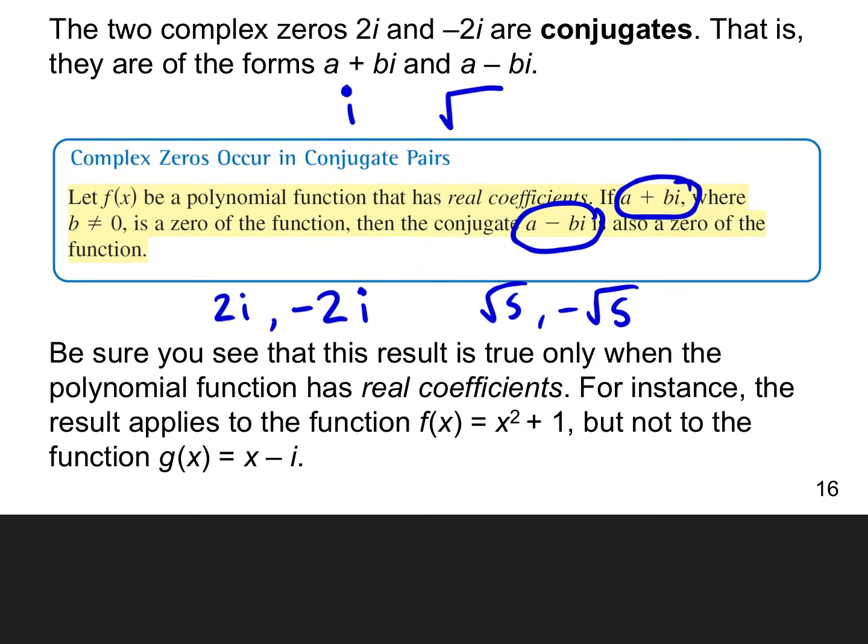Another example would be, let's say I had 2 plus 3i. What's the conjugate pair of this? 2 minus 3i. So the 2 stays the same, but the imaginary part is what changes the sign.